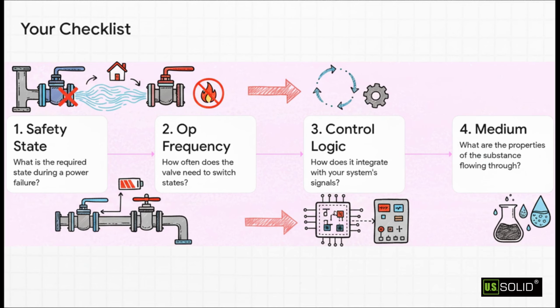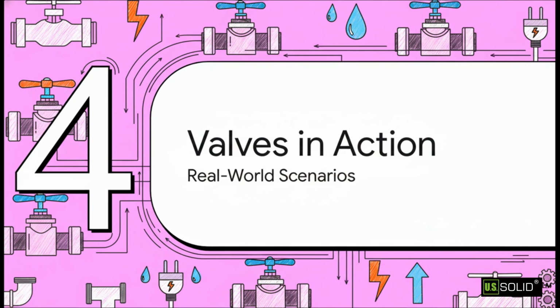First, and this is the most important one, what is the required safety state during a power failure? Second, think about how often the valve is going to be opening and closing. Third, how does it fit in with your system's overall control logic? And finally, what are the properties of the stuff, the medium, that's actually flowing through it? Theory is one thing, but let's see how this actually works out in the real world. We're going to apply this framework to a couple of super clear real-life scenarios.